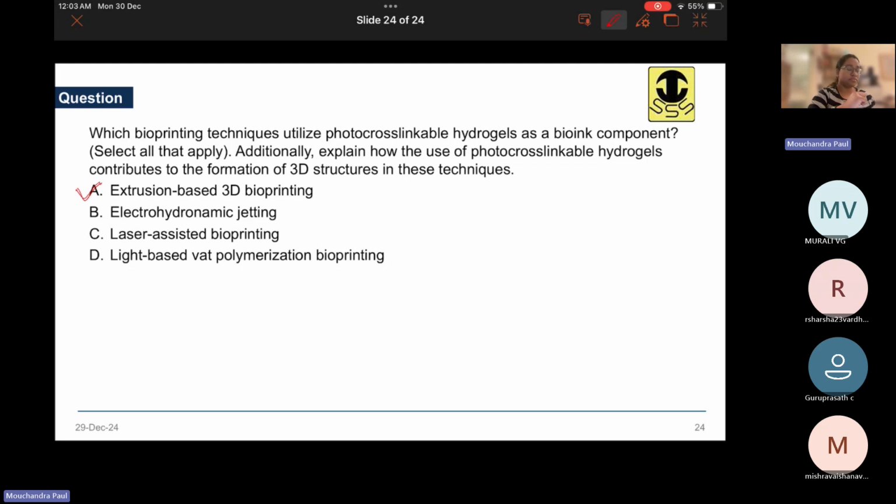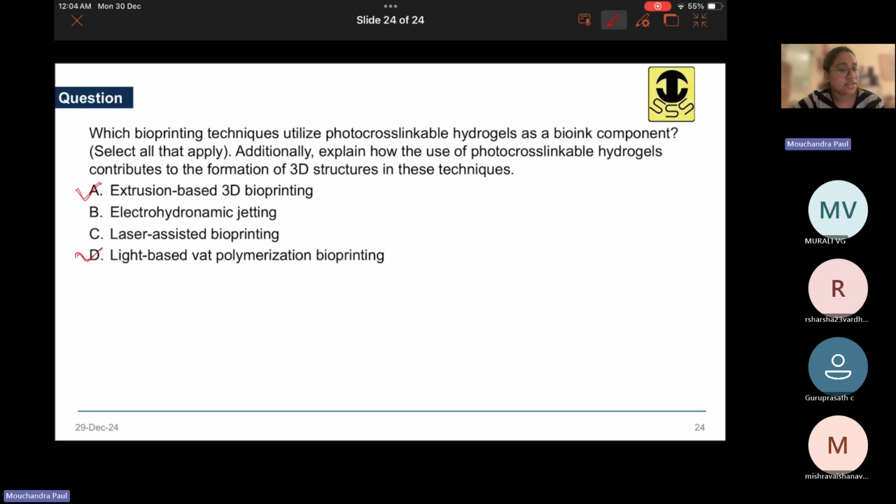I understand. In extrusion-based 3D printing, yes, we can use photocross-linkable material. We'll come later to how it helps in the formation of 3D structures. But there is one more answer that is correct here. C is not correct, by the way. It's either B or D. So B and D.